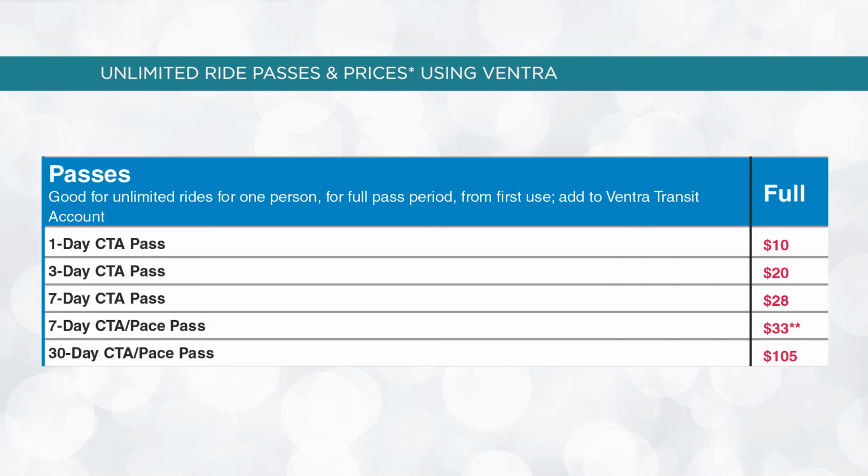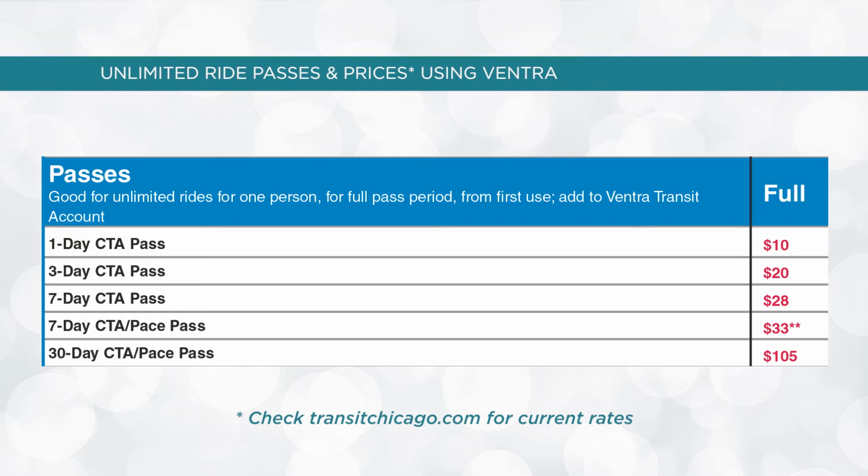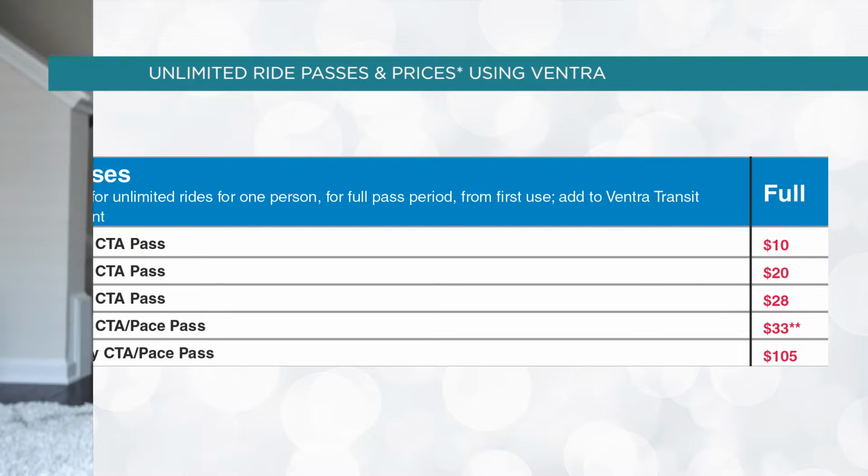There are also unlimited passes that you can load onto your Ventra card. And guess what? If you have an unlimited pass, you don't have to pay that $5 to buy the card. There is a 1-day CTA unlimited pass for $10, a 3-day CTA unlimited pass for $20, a 7-day CTA unlimited pass for $28, a 7-day CTA and Pace Unlimited Pass for $33, and a 30-day CTA Pace Unlimited Pass for $105.